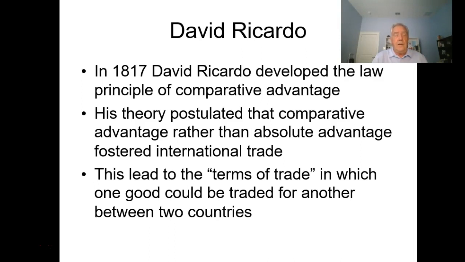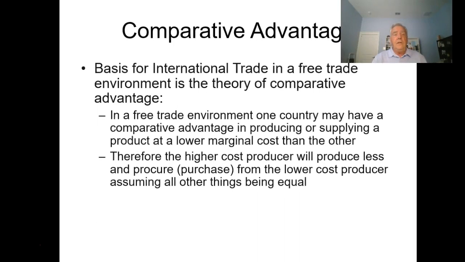Now the key of this is that the trade is free. In other words, you trade with me, I trade with you, I don't tax you, I don't interfere, I don't give you quotas, etc. So free trade was the key to David Ricardo's theory. So comparative advantage, we studied this earlier. It's the basis for international trade, again, a free trade environment. The free trade environment benefits everybody who's involved.